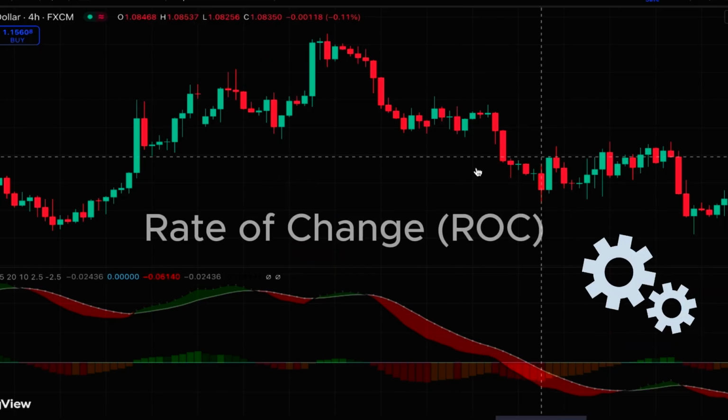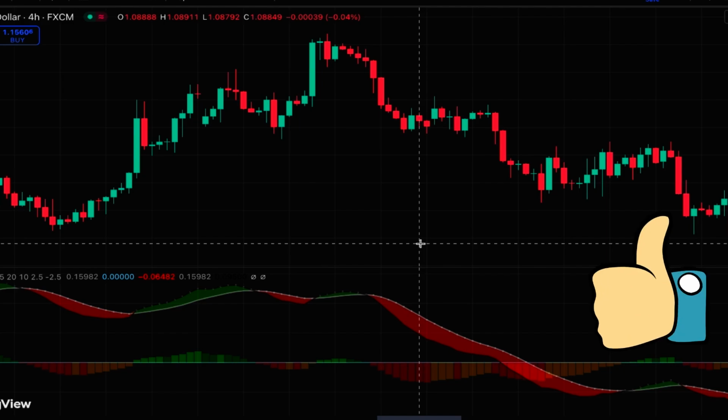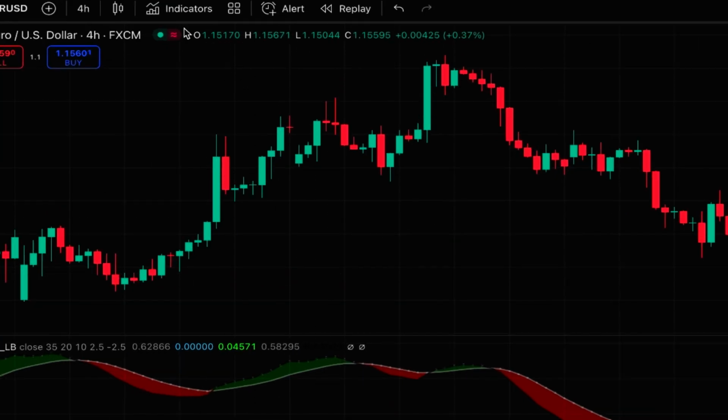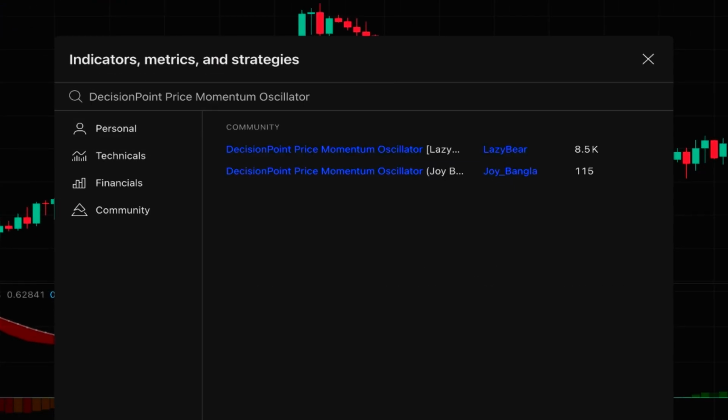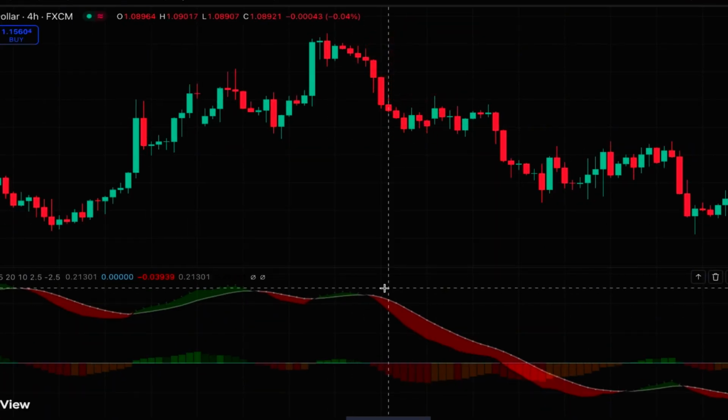This indicator is built based on rate of change calculations, and then it is smoothed 2 times by the help of exponential moving averages. To have it on your chart here, you just need to click on indicators and search decision point price momentum oscillator, this one, which is written by Lazy Bear, and it is a popular indicator on TradingView platform. It is somehow similar to MACD, but as I explained earlier, it's a completely different calculation which is built based on rate of change.